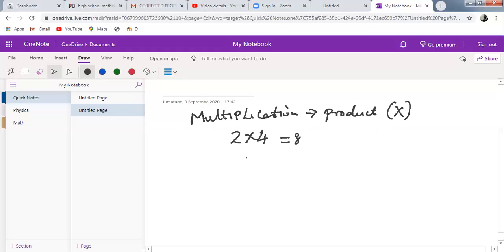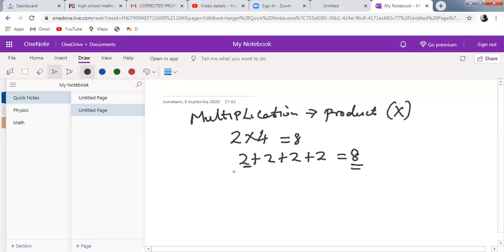Also note that when we are talking about multiplication, this can be expressed this way. It is 2, 4 times. It is the same as 2 plus 2 plus 2 plus 2, which gives you 8. It is adding 2 by itself 4 times to give you 8.